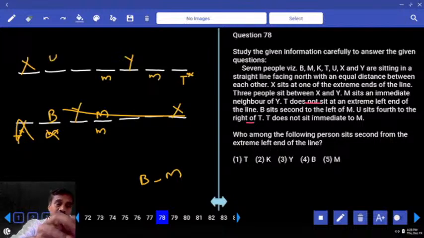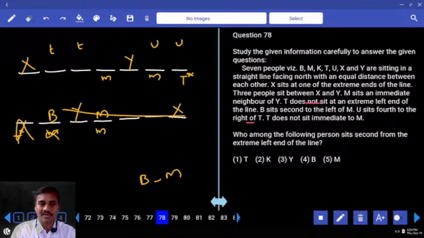And U sits fourth to the right of T, on the right hand side of T. If you have T here, 1, 2, 3, U can be here, one possibility. Or if you have T here, then U is here, another possibility. Clear? And T does not sit immediate to whom? Immediate to M.